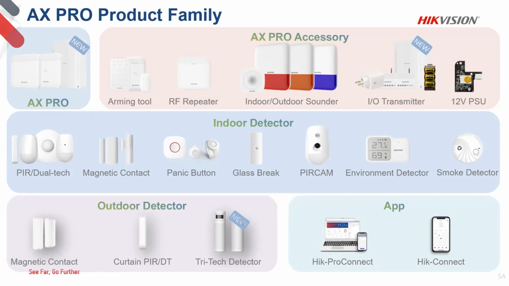There are also environment detectors. With these, you can get an idea about the environment, like the temperature. Also, there are smoke detectors that can be used to identify smoke, so you can get an early alarm about a fire in your places. And there are also outdoor detectors, just like the indoor detectors, specifically developed for the outdoor environment. Among outdoor detectors, there are magnetic contacts, curtain PIRs, and newly developed Tritech detectors that are more advanced than the dual tech detectors. And talking about that, you can simply connect our alarm system with the Hik-Connect app and control it through your mobile.